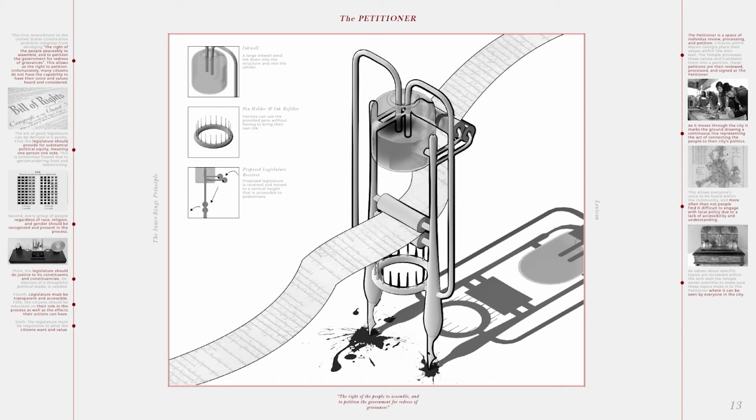The petitioner receives the proposed legislature and petitions from the temple, the previous intervention, and transports it throughout the city. It provides a space for people to review, process, and sign petitions. As it moves throughout the city, it marks the ground, drawing a continuous red line representing the act of connecting people rather than dividing them.